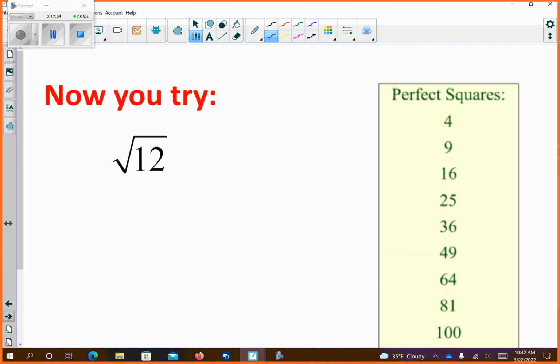Okay, so now we have square root 12. So first thing I'm going to do, I have my perfect squares listed. If they're not there, write out your list. So square root 12 is somewhere in here. Agree? So we're going to go from the bottom up. Okay, so let's think about this. Can I go 9 times some whole number to give me 12? No. 9 is not going to work. Can I go 4 times some whole number to give me 12? Yeah, 4 times 3, right?